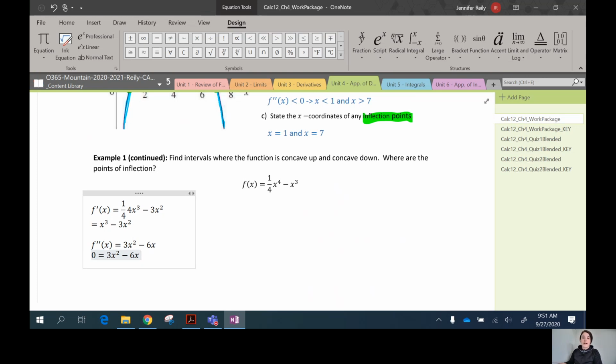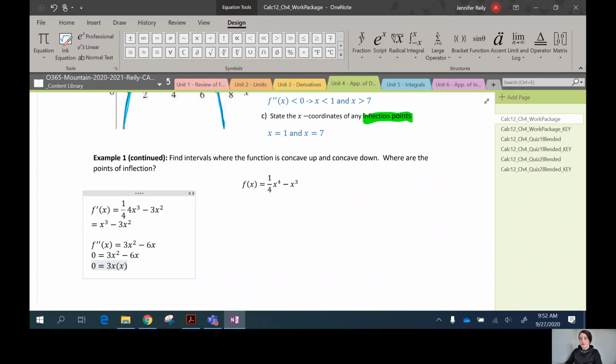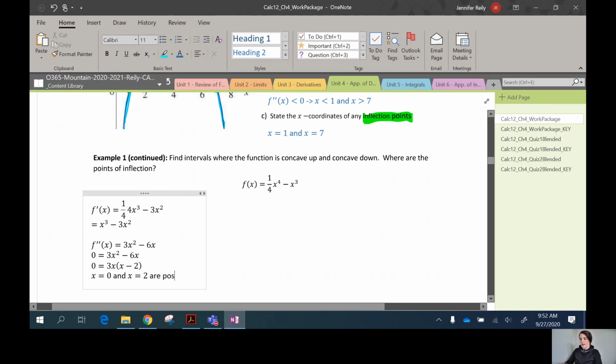So to solve for 0 here, we need to factor. We'd be taking out a 3 and an x from both terms, so we'd be left with x in the first term and 2 in the second term. And then we can see what the solutions are. So x equals 0 and x equals 2 are possible inflection points.